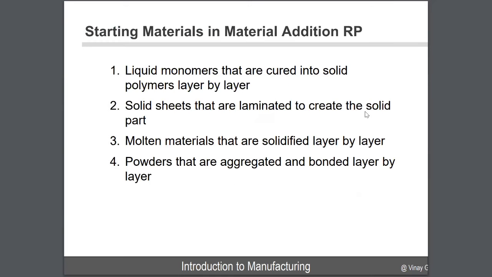So here is an approach called material addition. In this case, you're using a liquid monomer that is cured into solid, and you're going to do that on a layer by layer basis. These solid sheets are laminated to create the solid part, and the molten materials are solidified layer by layer. And the powders are then aggregated and bonded layer by layer. I'll show a picture to kind of guide you through this process.